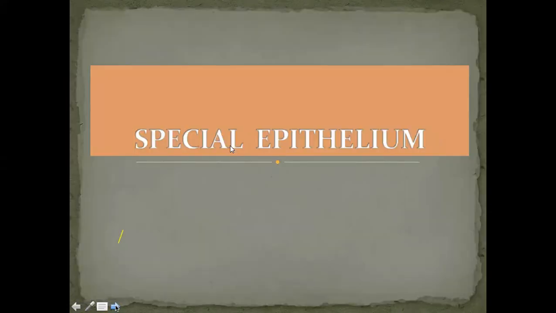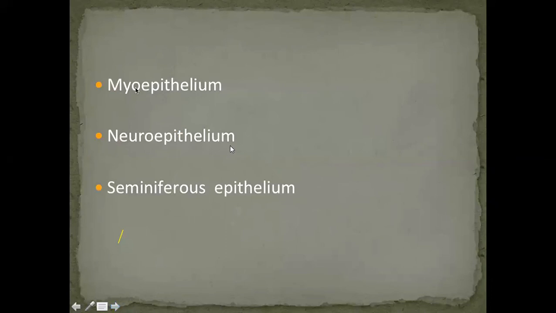So, last part. We are done with the surface epithelium. We are done with the glandular epithelium. Let's go to the last part. We have the special epithelium. Under special, we have the myoepithelium, neuroepithelium, and the seminiferous epithelium or the germinal. This is called the germinal epithelium.